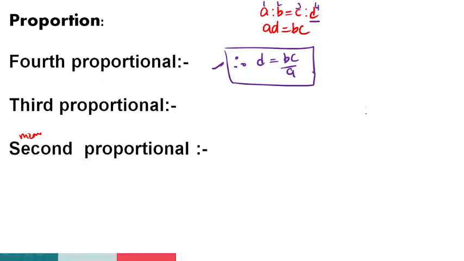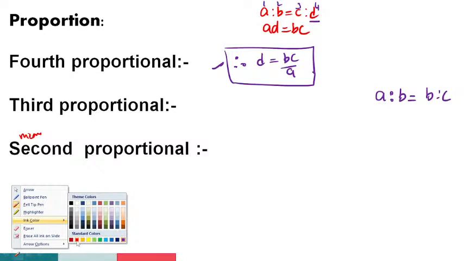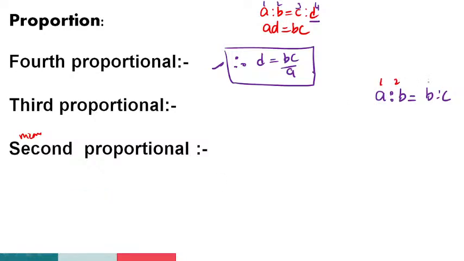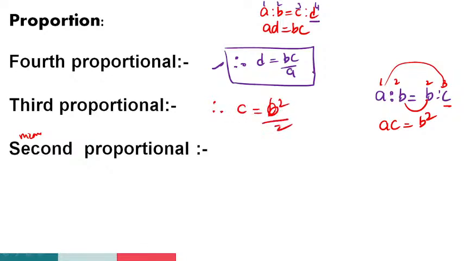And next one, third proportion. Third proportion means A is to B is equal to B is to C. D we don't need. So 1, 2, 2, 3. Third proportion means find out the C value. The proportion formation is AD is equal to BC. Look like this, A into C, next B into B, B square.